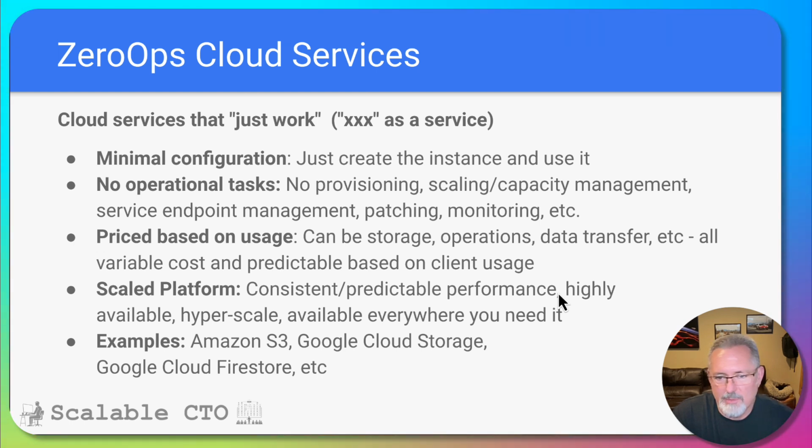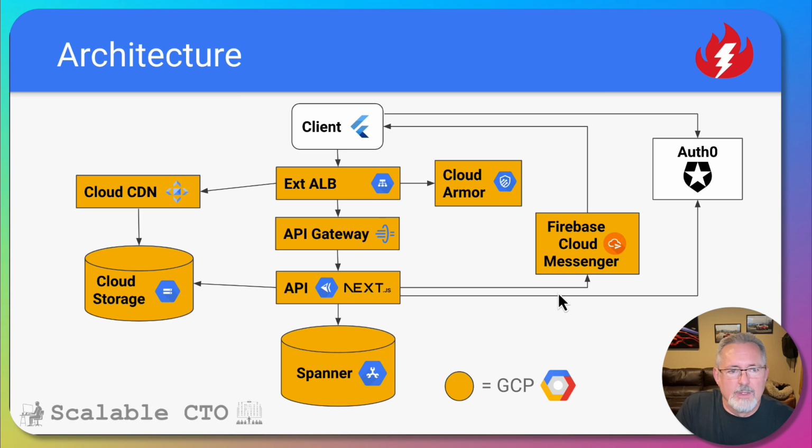It might be storage, it might be data transfer, or something like that, but it's something that scales to your usage. It's a scaled platform that's consistently and predictably high performance, available everywhere, every region, whenever you need it. Examples of these kinds of services are Amazon S3, Google Cloud Storage, and Cloud Firestore. They're just super simple, no administration required kinds of services. And I'm pointing that out because Spanner is not exactly that.